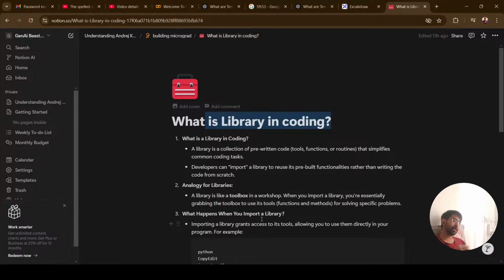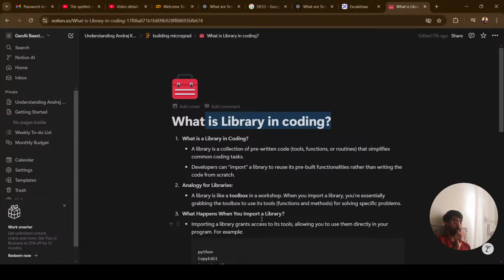method. So basically, these functions and methods in libraries do this, where the software developer can leverage the different functionalities of libraries. So Micrograd is a library for building neural networks, and it has tools.